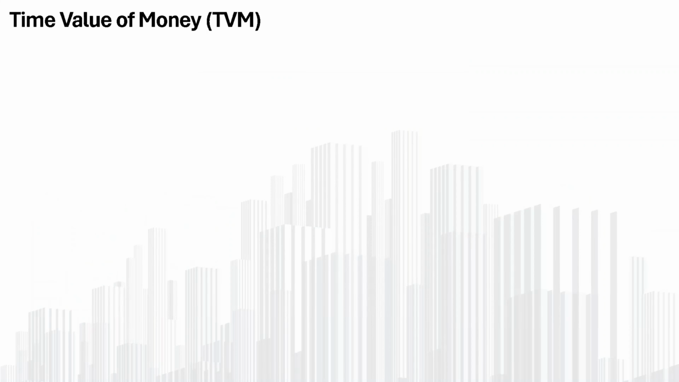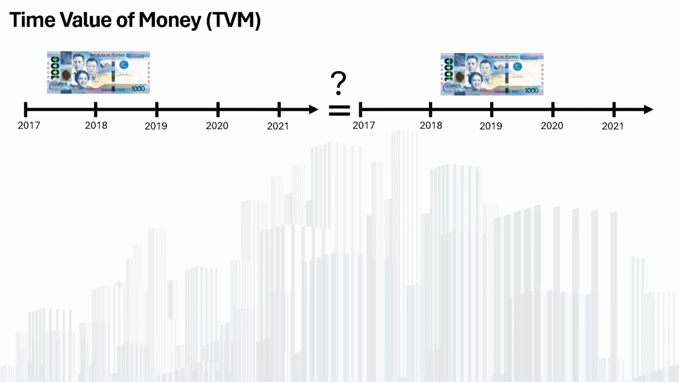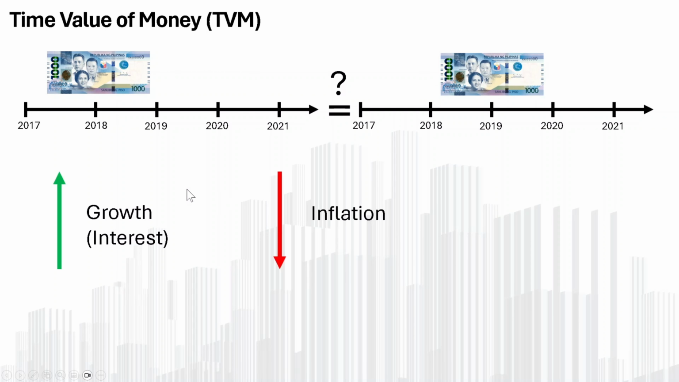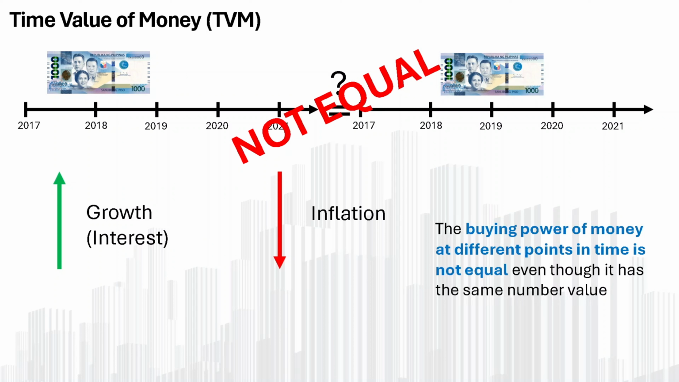Okay, so here's another concept. So 1,000 pesos here, of course, is not equal back then. Okay, so as it moves forward, this one's moving forward, by the way. Okay, there we go. So there's growth in interest, but however, if the inflation rate is a lot bigger than the growth of interest rate, then your money still loses value. Okay, the buying power of money at different points in time is not equal, even though it has the same number of value. That's fiat money. That's fiat money for you guys.